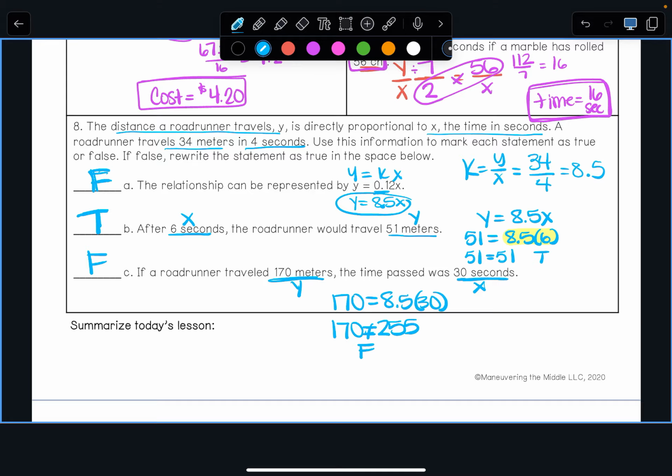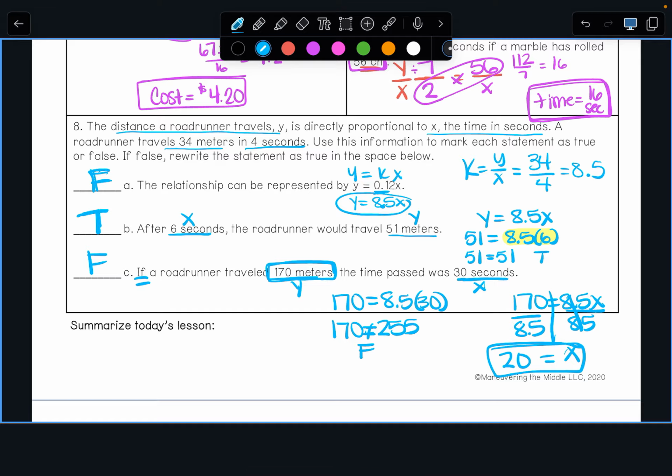Since this one is false, we need to figure out what value is true. So what I'm going to do is only plug in 170 meters. So 170 equals 8.5x, and solve for x. To do that, I just divide by 8.5, and you get x equals 20. So if a Roadrunner travels 170 meters, the time passed will not be 30 seconds. It will be 20 seconds.